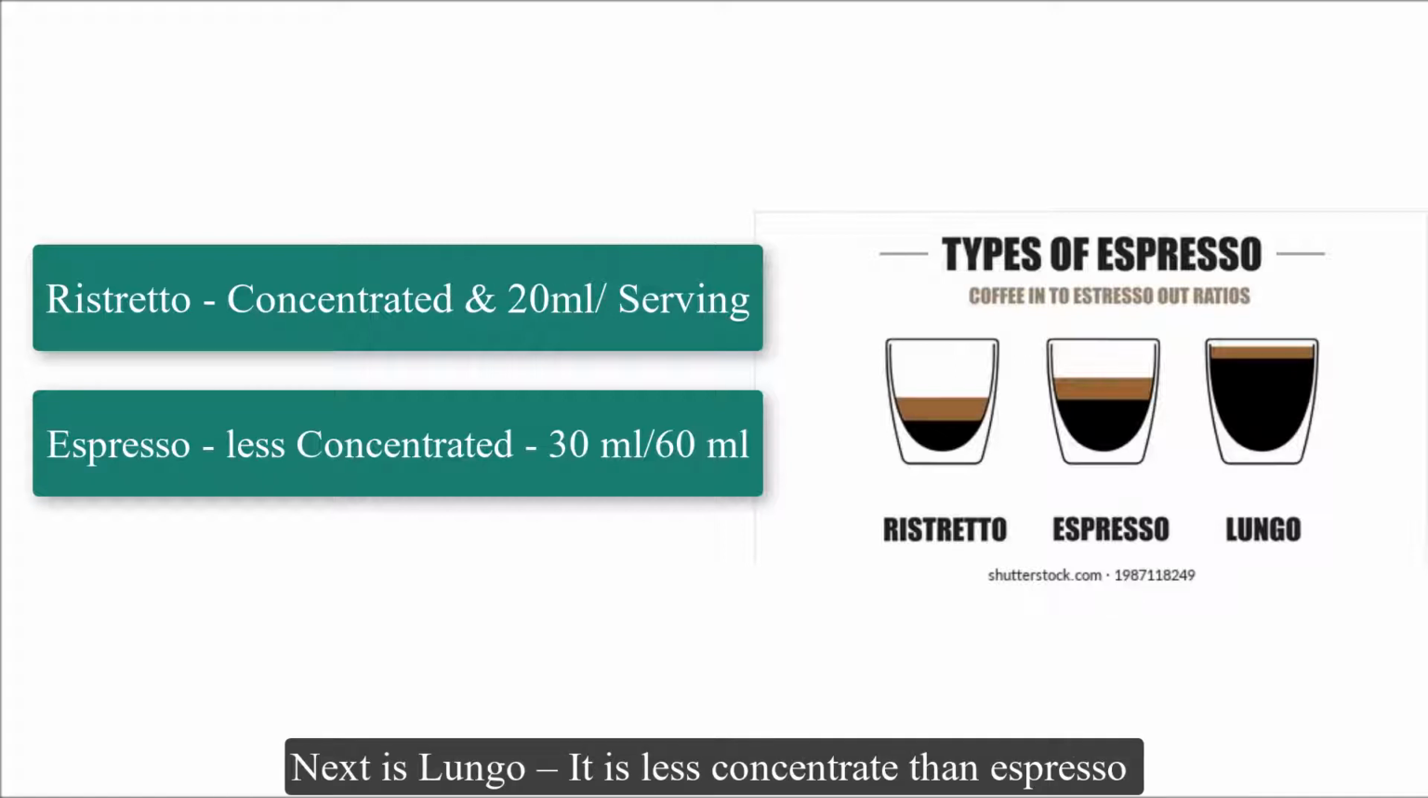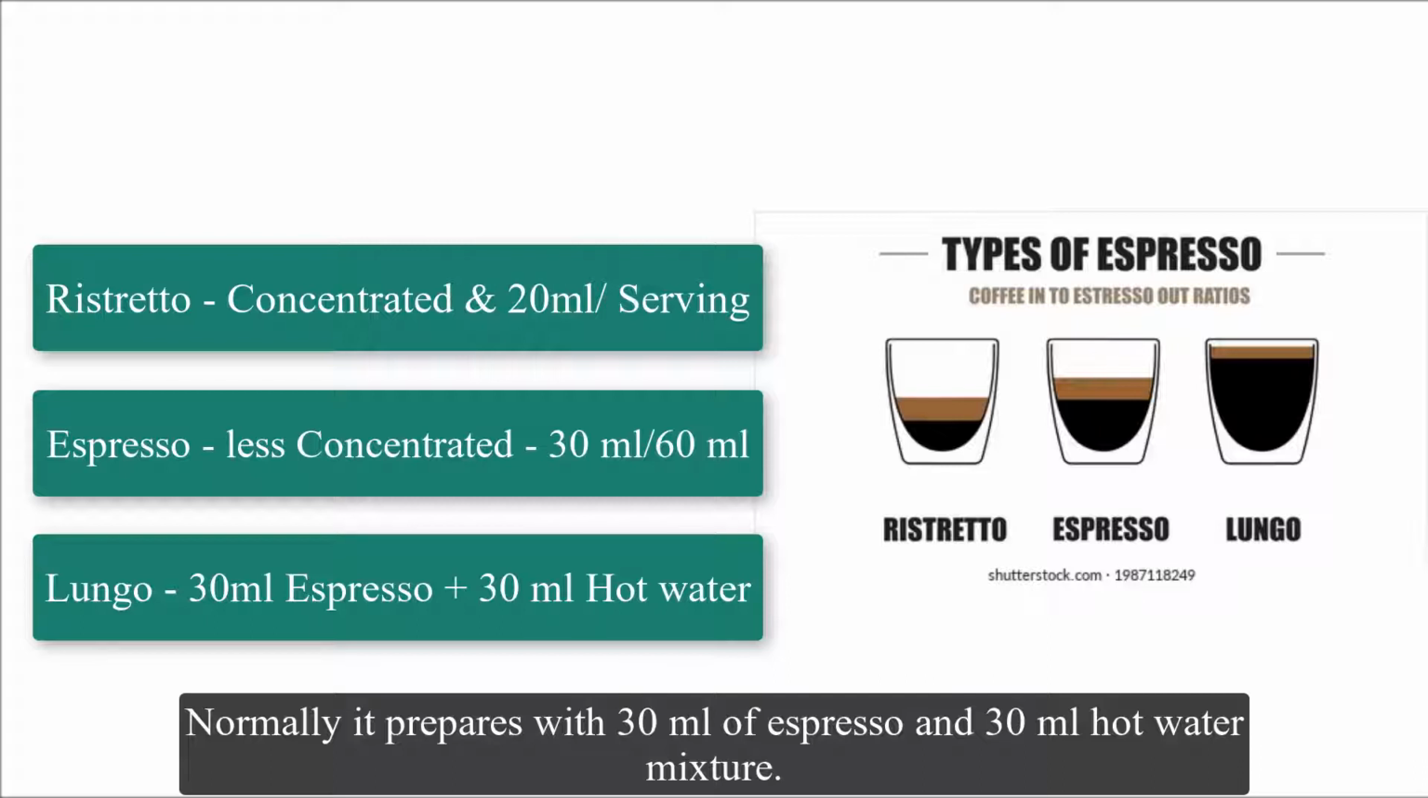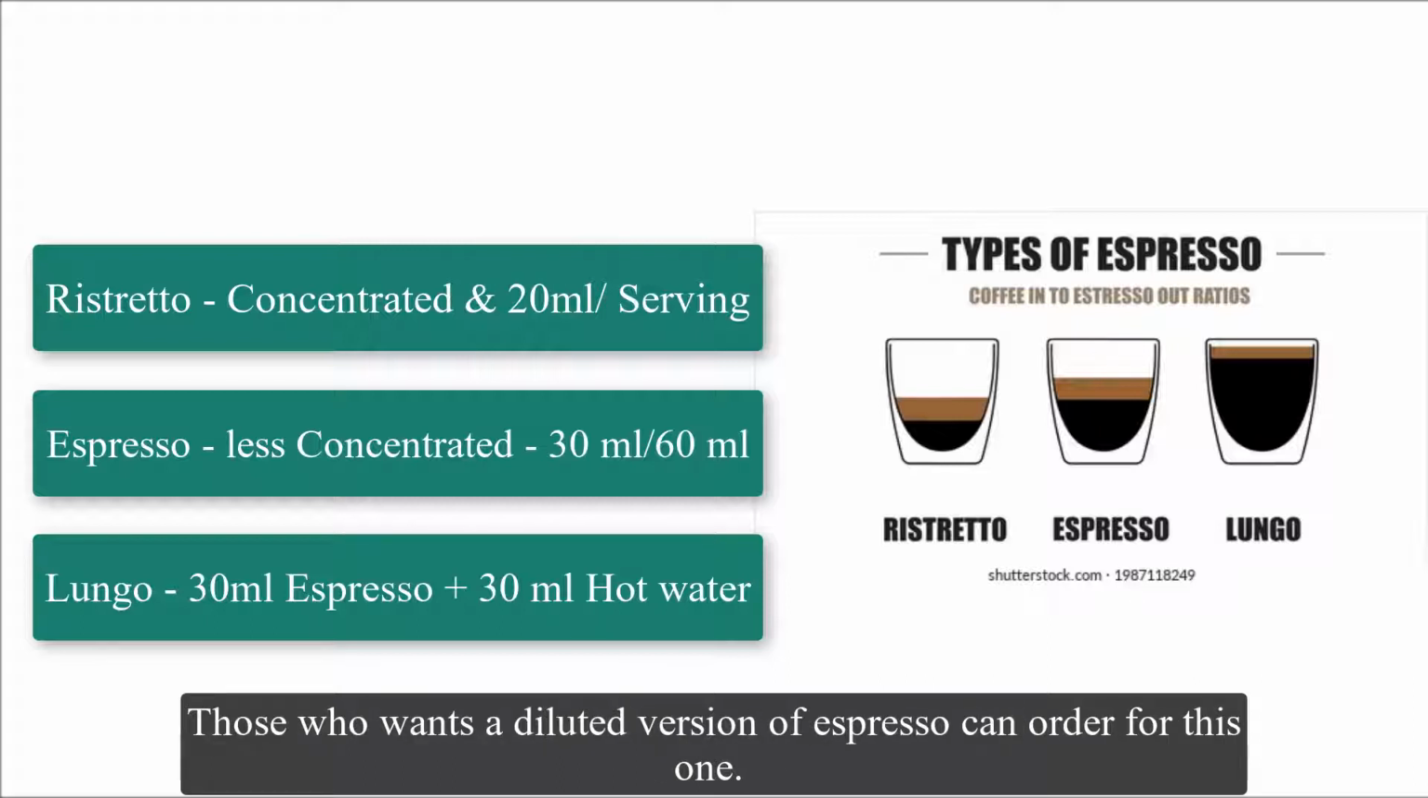The next one is Lungo. It is less concentrated than espresso. Normally, it is prepared with 30 ml of espresso and 30 ml of hot water mixture. Those who want a diluted version of espresso can order this.